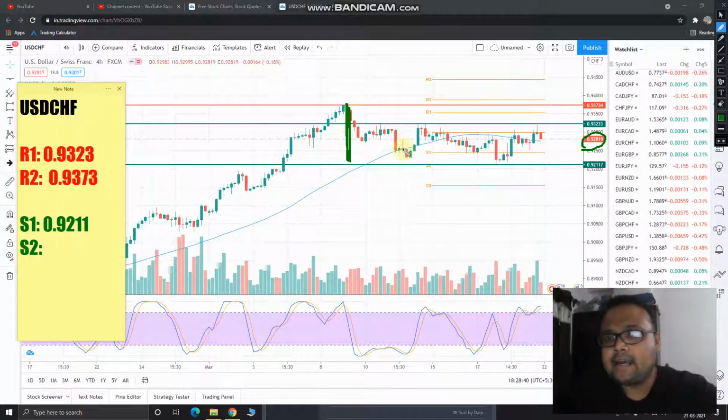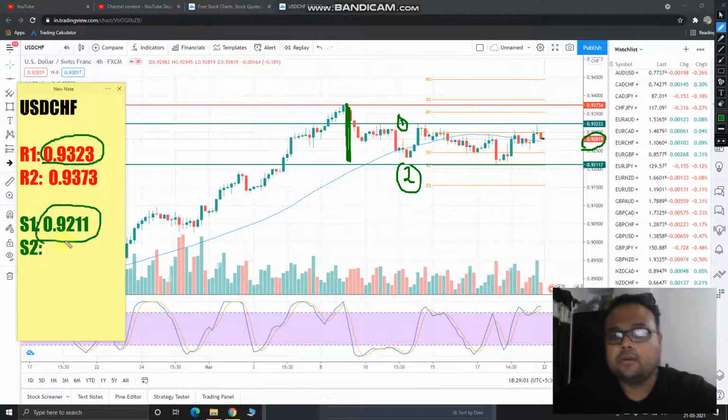So you can see I have drawn three lines on the chart here. This is line number one, most important. This is the resistance for the market, 0.9323. And this is line number two, the support of the market, 0.9211. So just wait and watch the market.